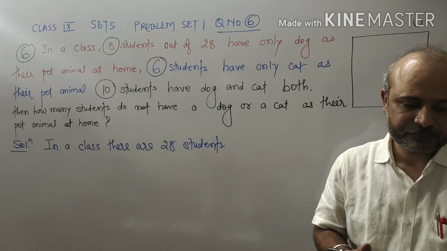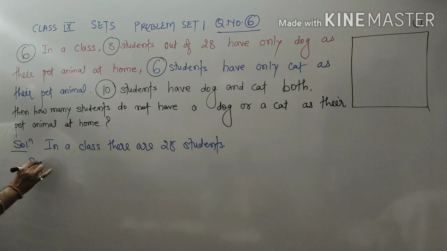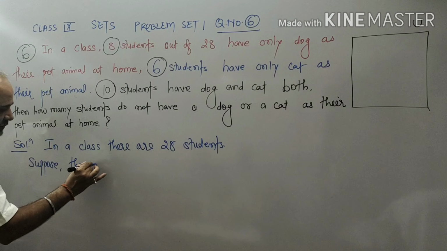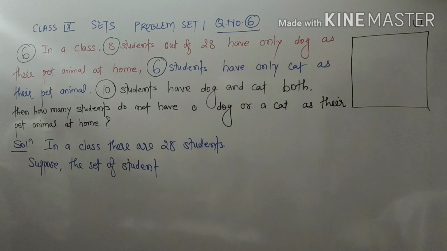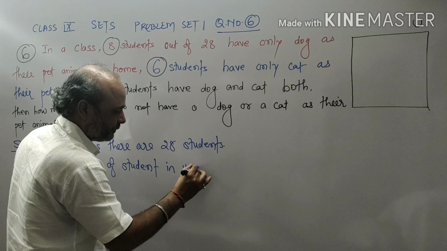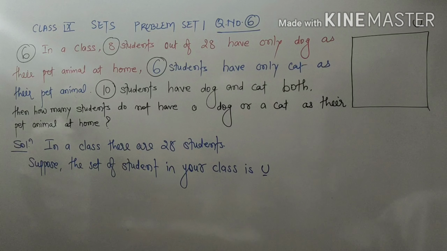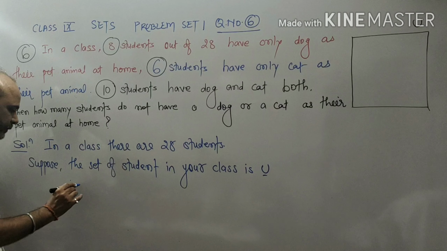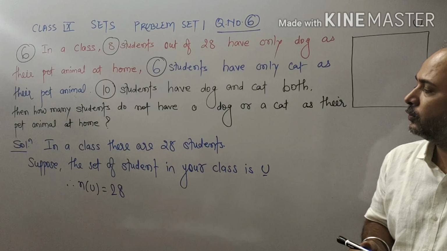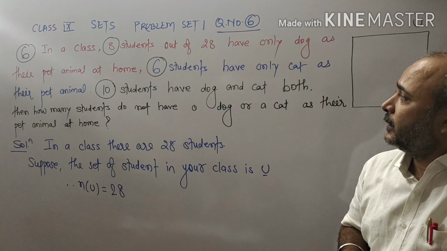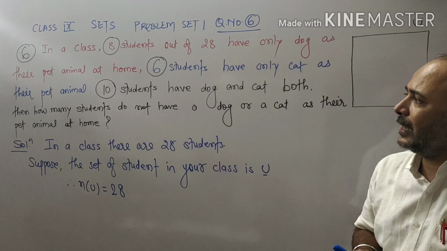Suppose the set of students in your class is U. Clear, student? So the set of students in your class is U, and therefore the number of U is 28. Now in the question, in a class, 8 students out of 28 have only a dog as their pet animal.